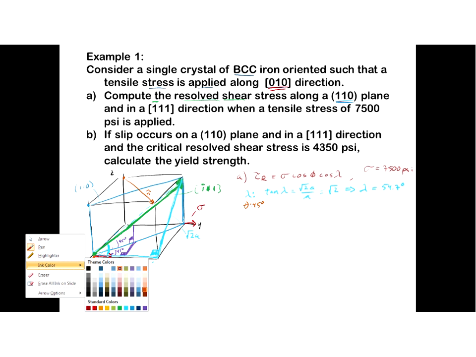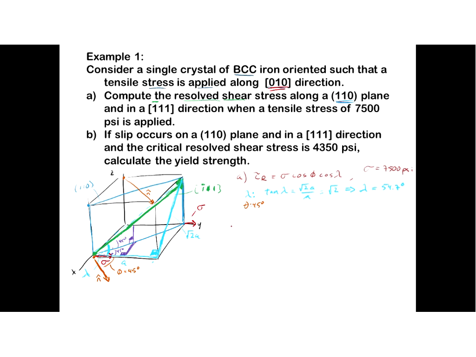And then you plug it all in. We say that the resolved stress is the stress applied, which is 7,500 psi in this case, times the cosine of phi, which is 45 degrees, times the cosine of lambda, which is 54.7 degrees. And what you get is roughly 3,064 psi. All right, let's do part B.